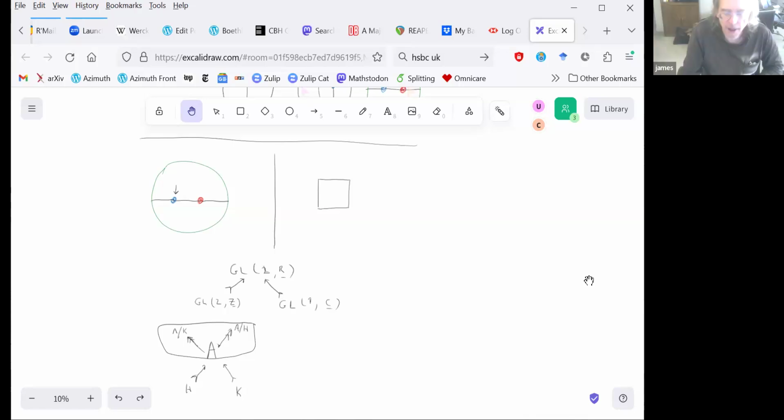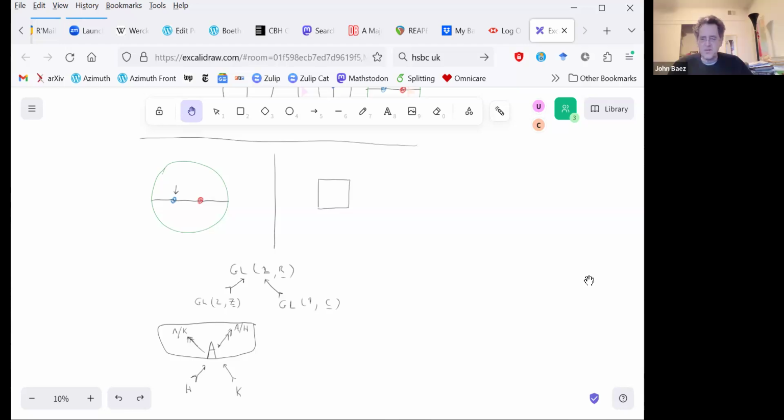I'm not sure I said it exactly correct, but it's very close. GL2R has 4 real dimensions. GL1C has 1 complex dimension or 2 real dimensions. So 4 minus 2 is 2. So it'll be something with 2 real dimensions, something very much like the upper half plane, or maybe 2 copies or whatever.